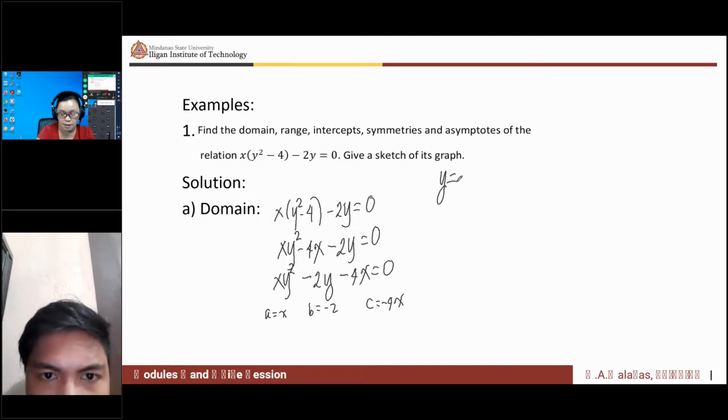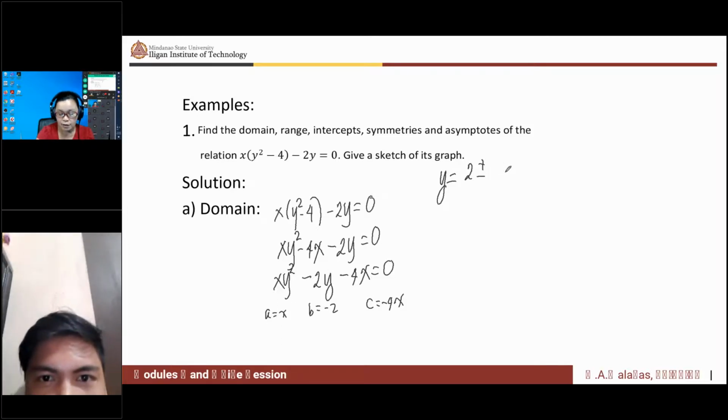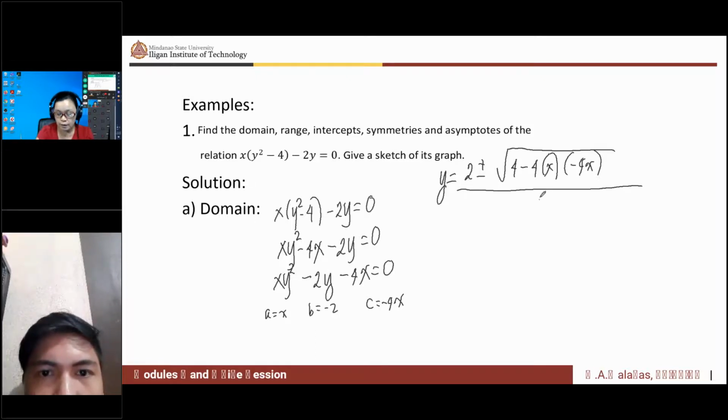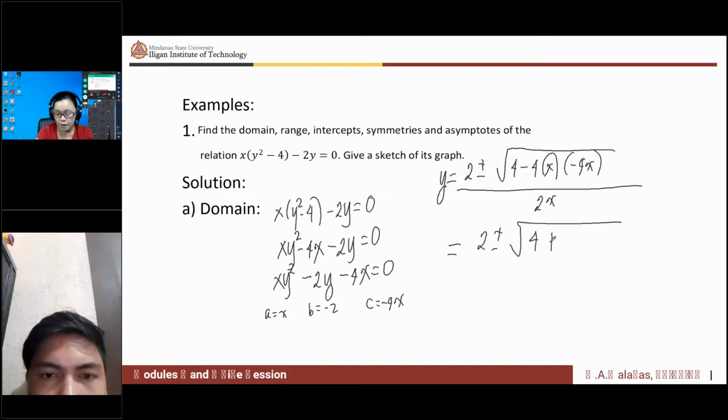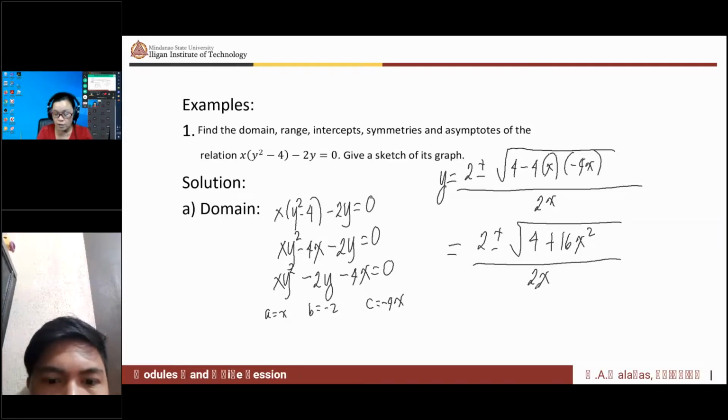So you have y equals negative b. Our b is negative 2, so 2 plus or minus the square root of b squared, that's 4, minus 4, a is x, and our c is negative 4x, all over 2x, which we can simplify further as 2 plus or minus the square root of 4 plus 16x squared over 2x.